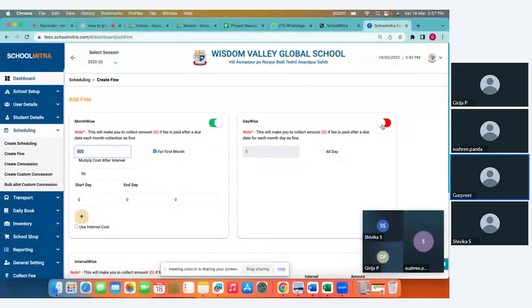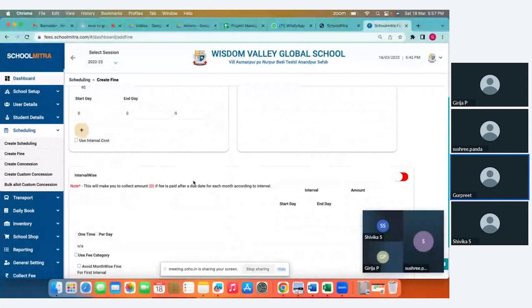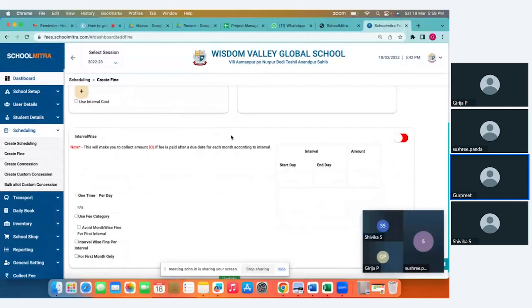Similarly, I can also toggle a day-wise fine. Day-wise fine means post a due date, for every day, how much fine is incurred. And then there's also an option for interval-wise fine. So I can choose that if my due date was 10th of that month, post that every day I want to take a fine of 20 rupees per day till 15th. After 15, it should be 30 rupees per day, and after 28, a flat 100 rupees fine. So even a typical fine structure can be managed very smoothly on our platform.